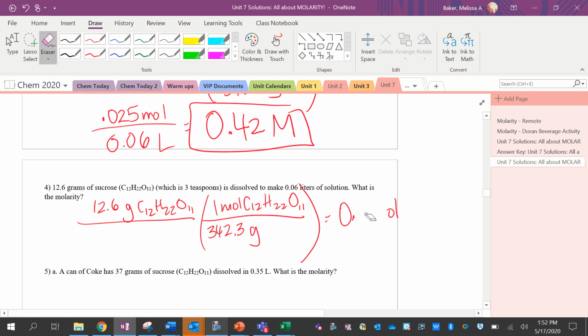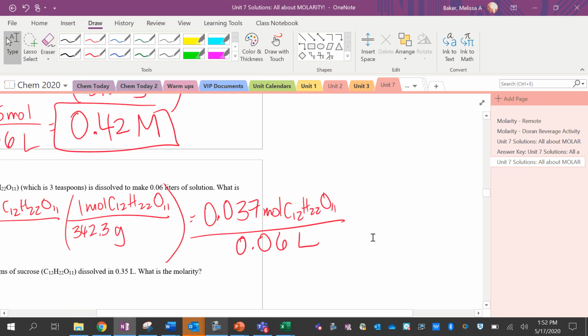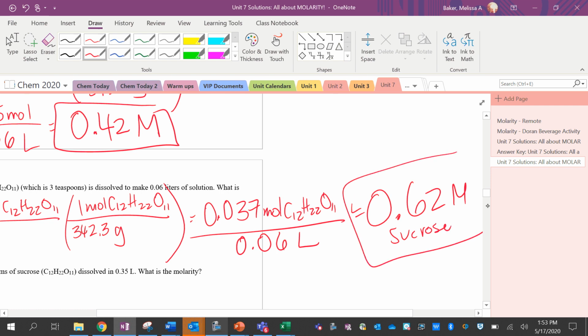Oops, sorry, looking at the wrong thing. I get 0.037 moles of sucrose. Divide by liters, which is again 0.06. That's the quarter cup that we had the total volume at. And the final answer is 0.62 molar sucrose, which makes sense because the third cup was the most concentrated.